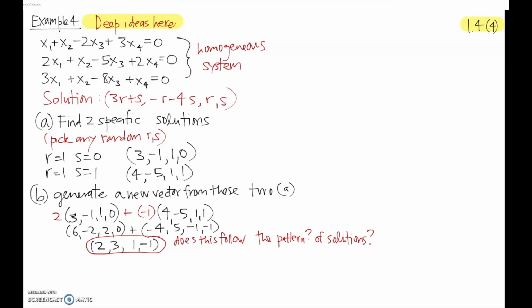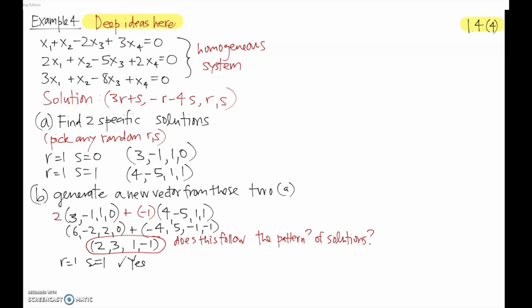So yeah, when R equals 1 here, S equals 1, and yes, we just check that all 4 entries follow the original pattern. Okay, so in this homogeneous system, these 2 random solutions that I generated and a random linear combination of those 2 resulted in another solution. This is not a proof, but it is a point that we need to make.